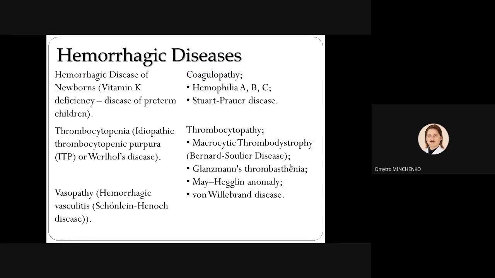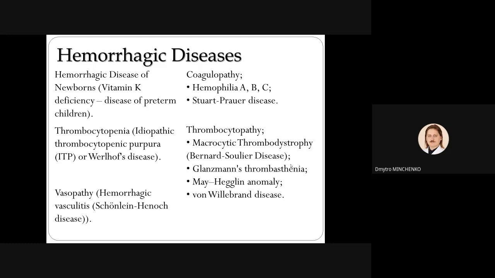Hemorrhagic diseases. Hemorrhagic disease of newborns, vitamin K deficiency, mostly associated with preterm children. Thrombocytopenia, or idiopathic thrombocytopenic purpura, also known as the Werlhof's disease. Vasopathies, hemorrhagic vasculitis. There are many hemorrhagic vasculitises. One such representation of a more or less common hemorrhagic vasculitis is the Schönlein-Henoch disease.